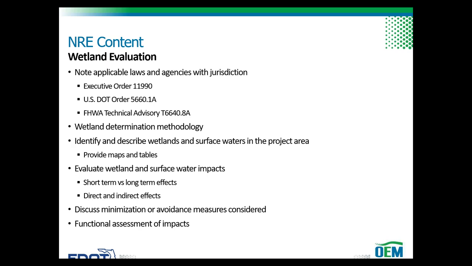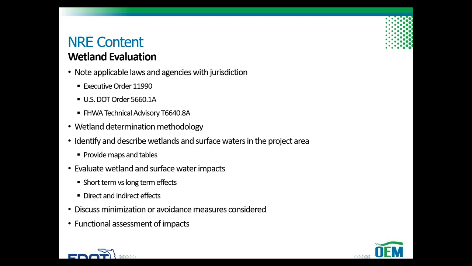Maps and tables are needed to convey the location of wetlands, wetland types, and acreages. Describe the wetlands in the project area, including their vegetative characteristics, physical characteristics, and quality. Evaluate the project effects, both direct and indirect, to wetlands and surface waters in the area. Will these impacts be short-term or long-term, temporary or permanent?